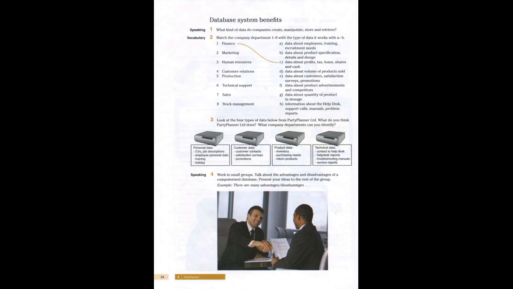So as we look at A, data about employees, training and recruitment needs, meaning information about employees and training and hiring needs. What do you think this one matches with which one of these companies? Of course with human resources. Human resources are the ones who need employee information, CV services, and so on.